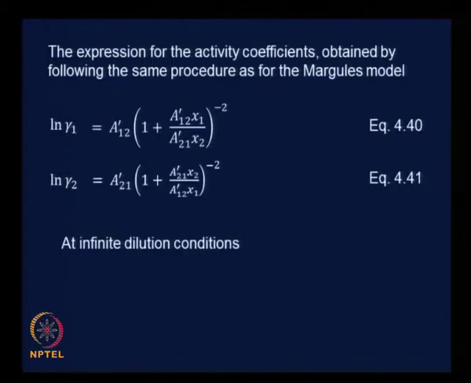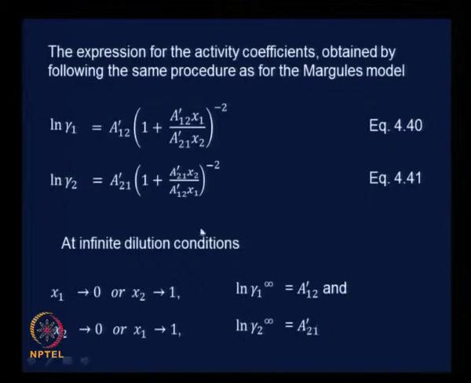At infinite dilution, as we did earlier, when x1 tends to 0 or x2 tends to 1, we have ln gamma 1 infinity equals A12'. Quite easy to see: you put in x1 equals 0, irrespective of x2, this term vanishes, and this term just becomes 1, and therefore ln gamma 1 at infinite dilution, we are left with the constant A12' alone. Similarly, if you substitute x2 equals 0 here, this term vanishes completely and this term reduces to 1, and therefore ln gamma 2 infinity is nothing but A21'. So we have seen three models: the Margules model, the Redlich-Kister model and the Van Laar model.